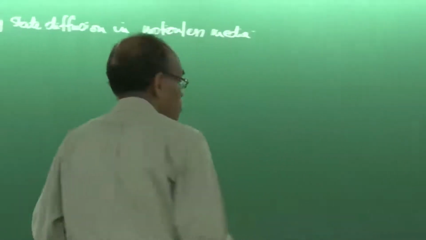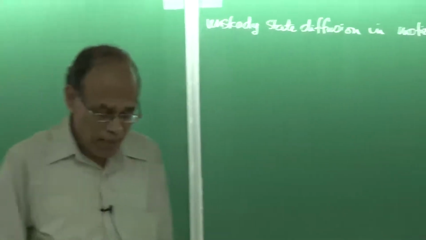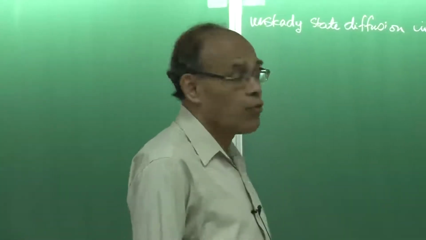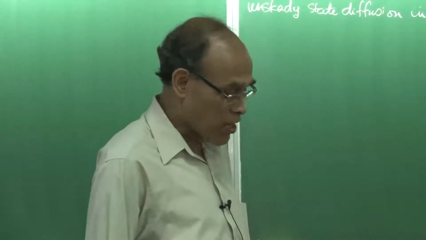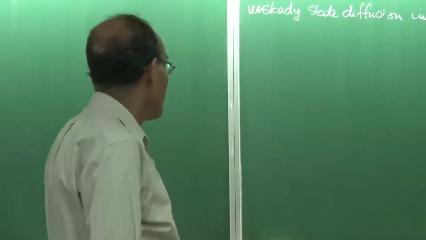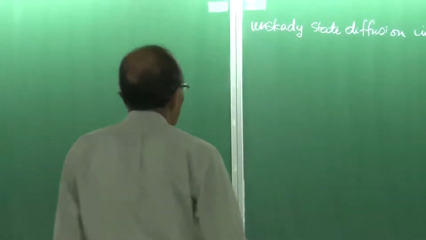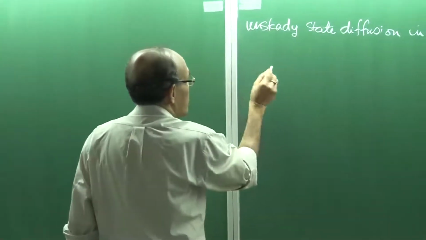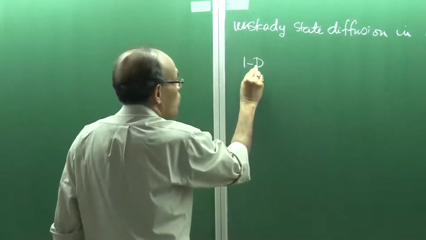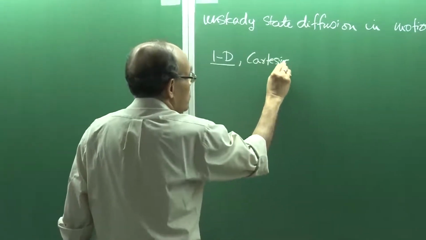I want to finish this topic today itself, so we will go through rather quickly, and because we have already seen the solutions in the context of conduction, much elucidation will not be required. We are going to do here our typical case, that is unsteady state. I have said that it is a 1D scenario we are going to do. We will demonstrate this in Cartesian coordinates.